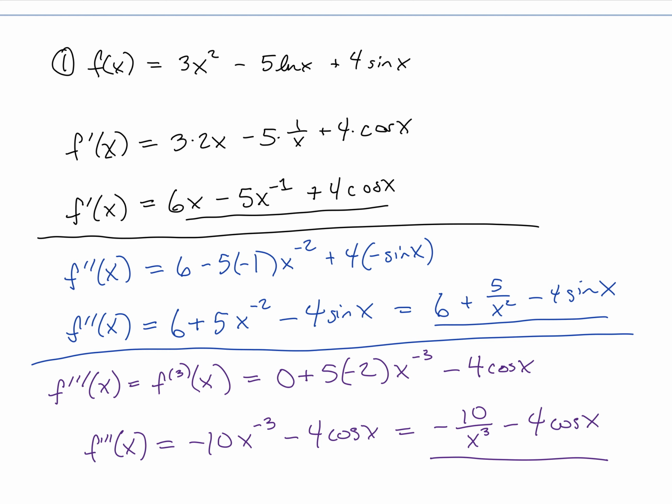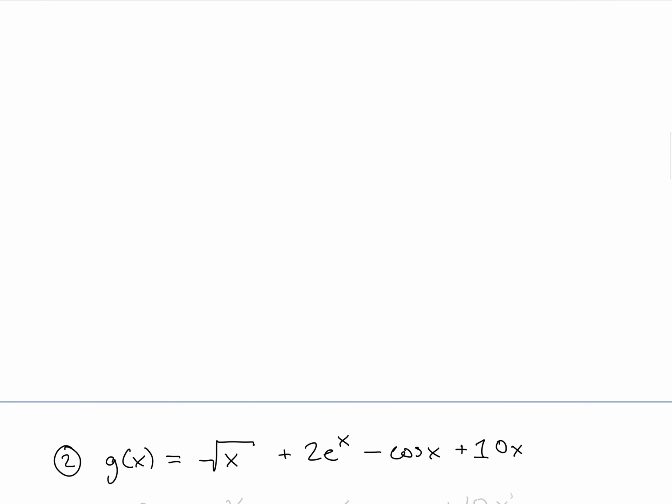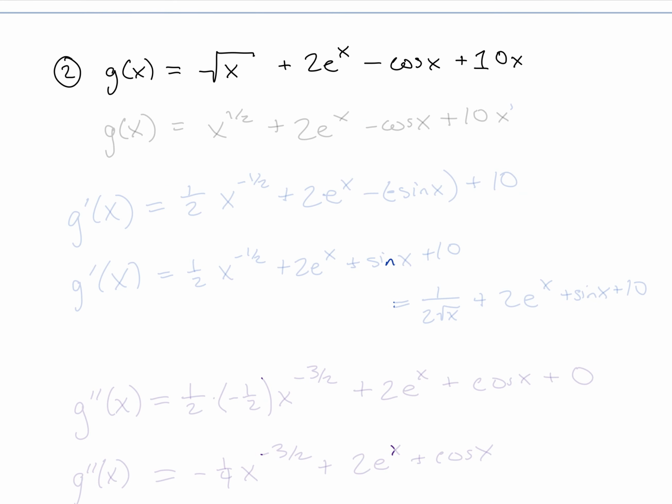All right, our second example: g of x is the square root of x plus 2e to the x minus cosine of x plus 10x. I'm going to rewrite g of x as x to the 1/2, which is equivalent to square root of x, plus 2e to the x minus cosine of x plus 10x. And the reason that I'm rewriting that is so that it's easier to take the derivative using the power rule of square root of x, which is equivalent to x to the 1/2.